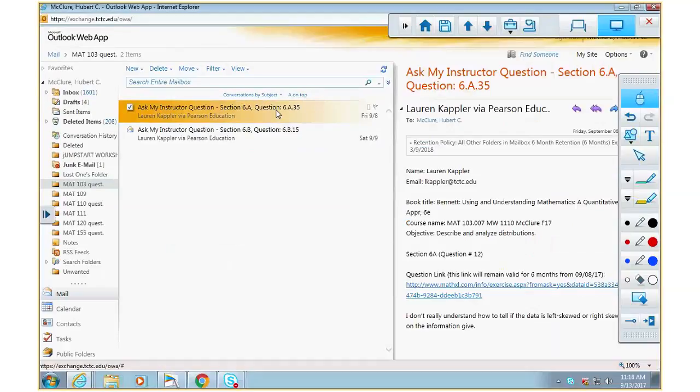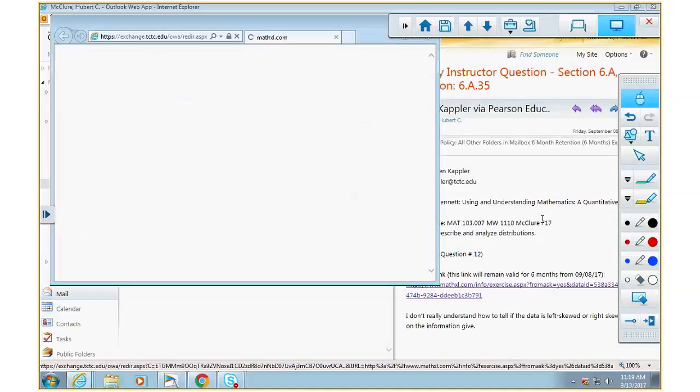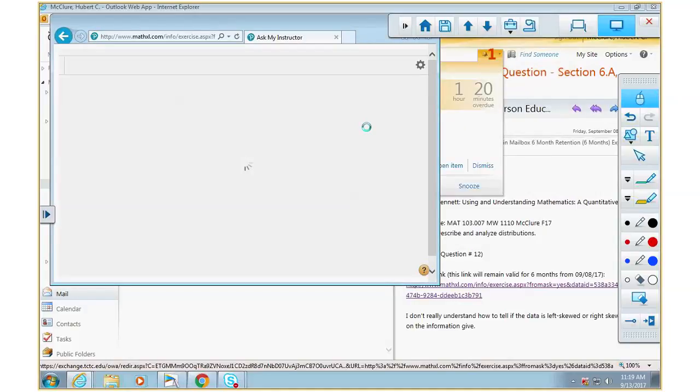This is 6A35, 6B, so we'll go with 6A and see what it looks like. 6A, number 35 in the book, that's what that number means right there. Number 12 online. So if you've got your homework printed out and you look at number 12, this is what it looks like. Not exactly like it, but it's the same question, different numbers.